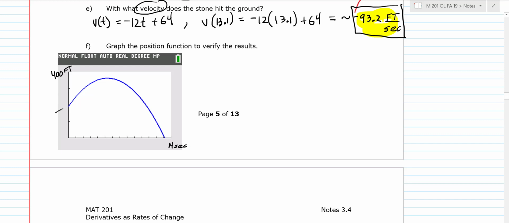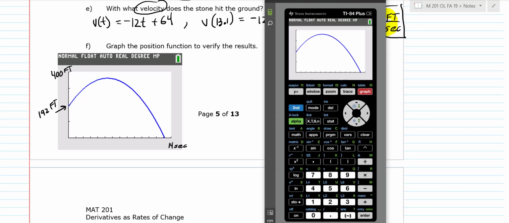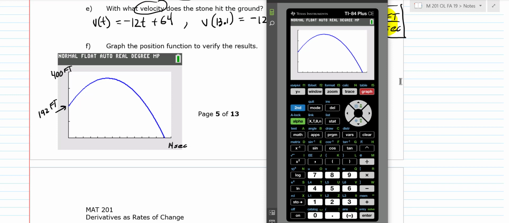And then this right here was 192 feet. That's where the rock started. So what we did is we threw it straight up, so it went up for a while, and then it went down for a while. Now what we're going to do on the calculator is check all this stuff. You can just sketch that out like that, and that's good enough. And then we're going to put a couple other things on here.